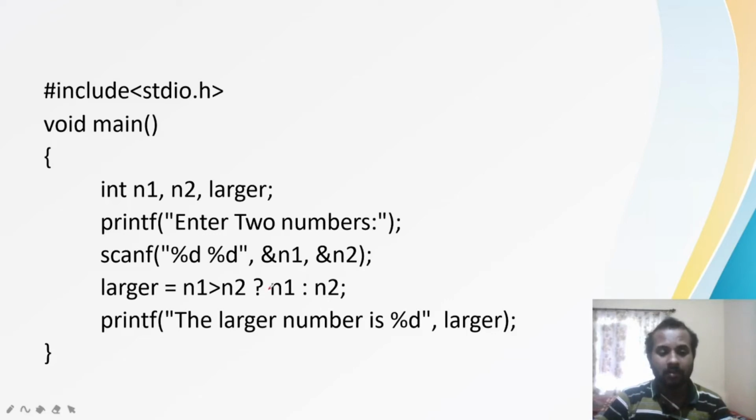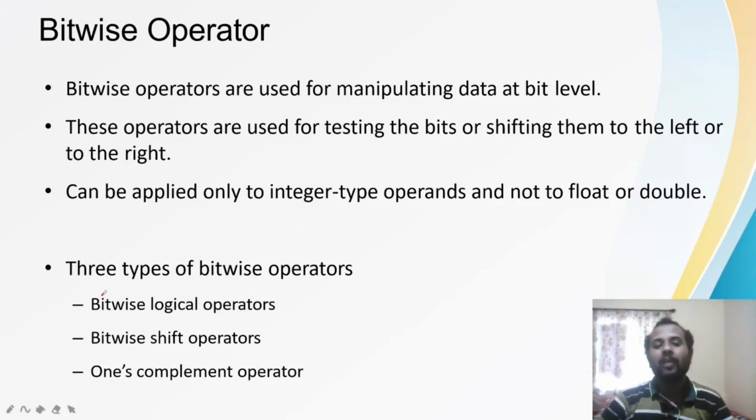Now what will be happening here? We check whether n1 is greater than n2. If n1 is greater, then n1 will get executed and it will be stored in larger. If that is not the case, that is, n2 is larger, then n2 will get executed and it will be stored in larger.